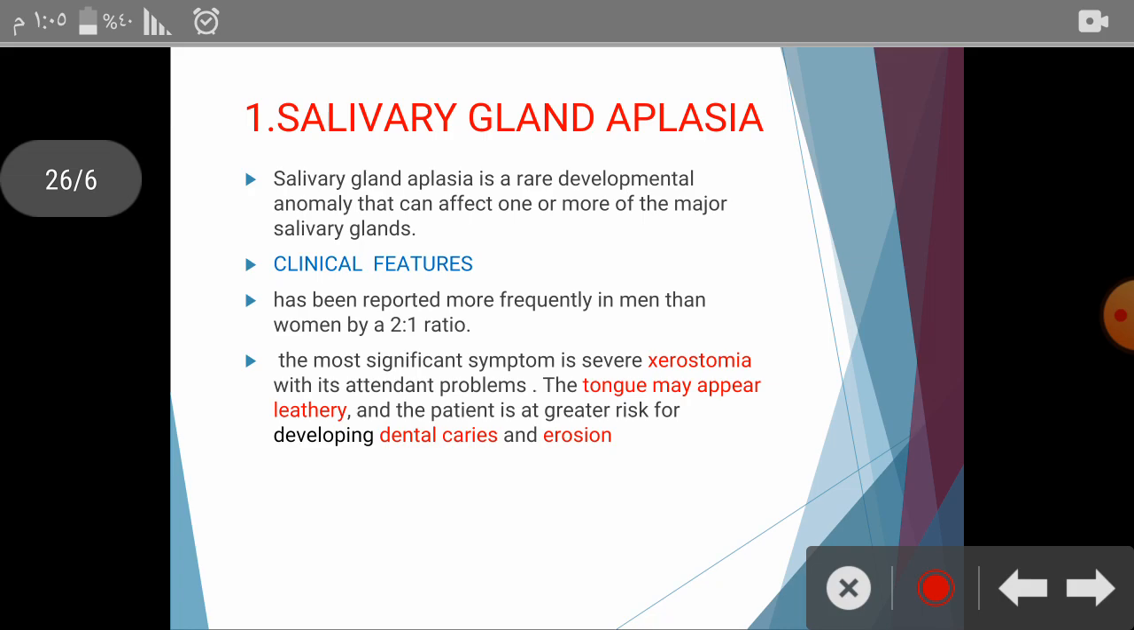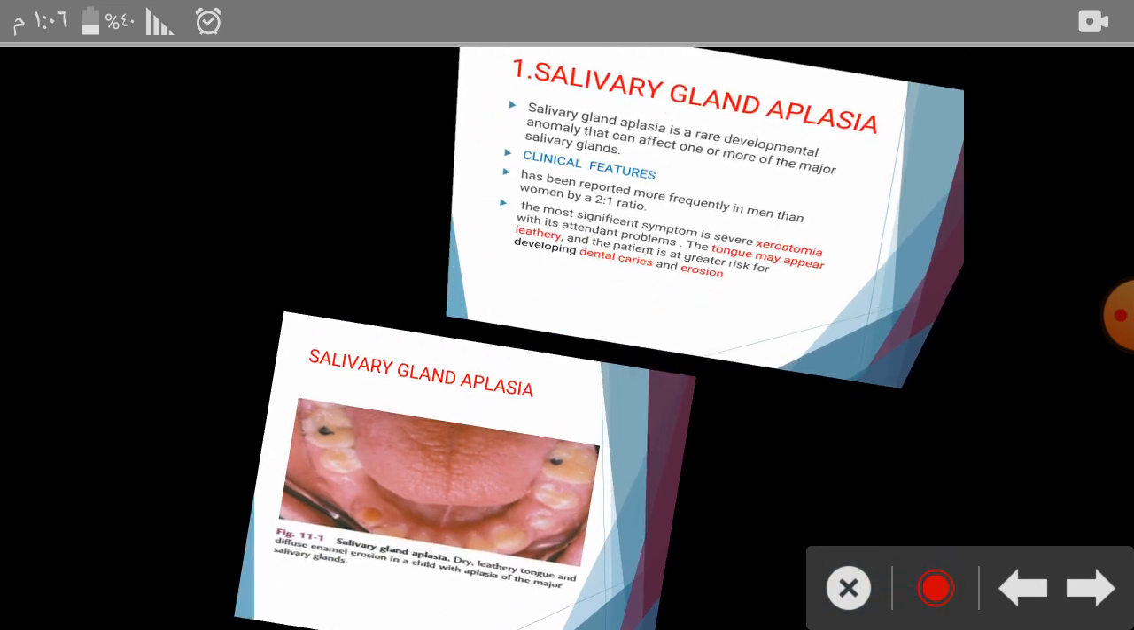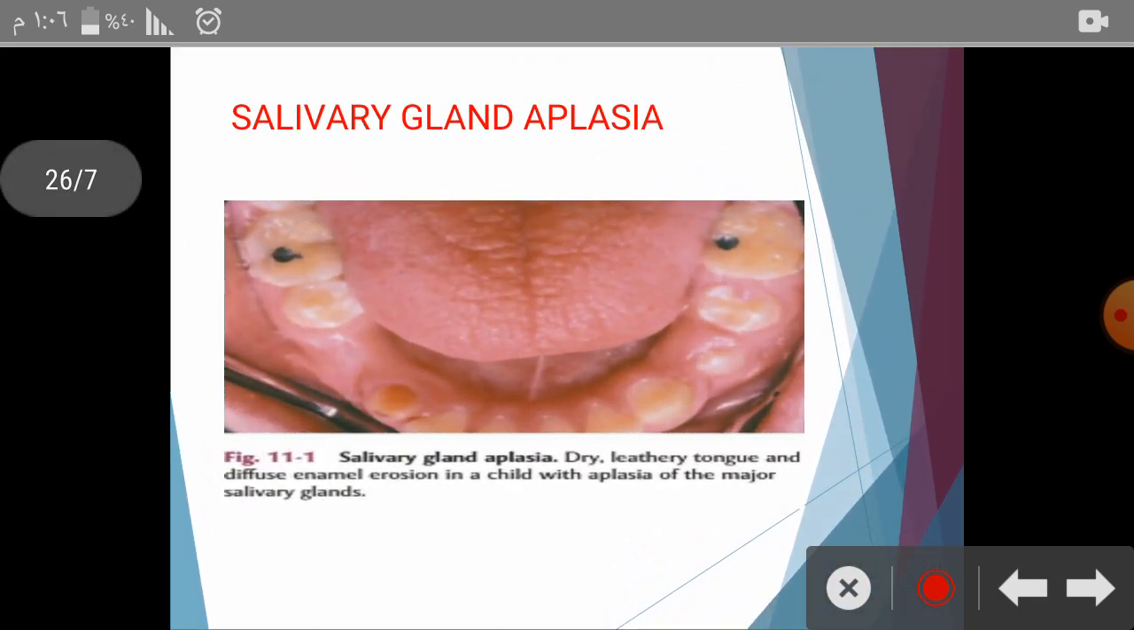First, salivary gland aplasia, which is a rare developmental anomaly that can affect one or more of the major salivary glands. Clinically, it has been reported more frequently in men than women, by a ratio of 2 to 1. The most significant symptoms are xerostomia, a leathery tongue, and a high risk of dental caries and erosion. In this picture, we see the leathery tongue.